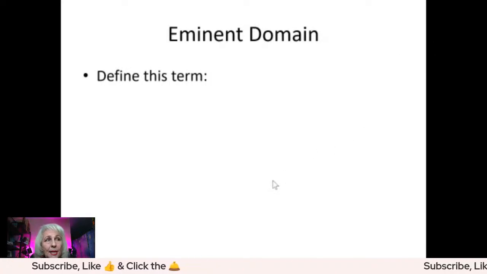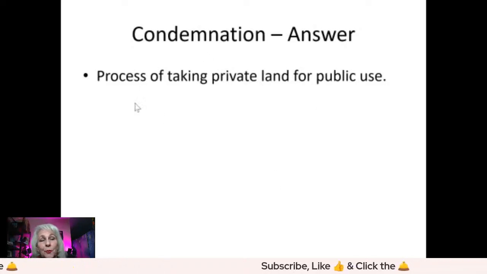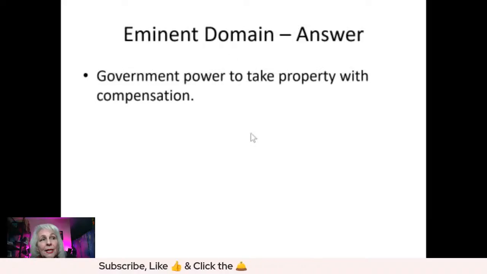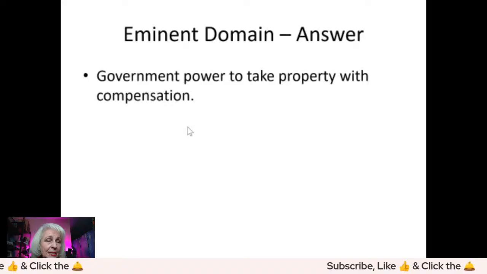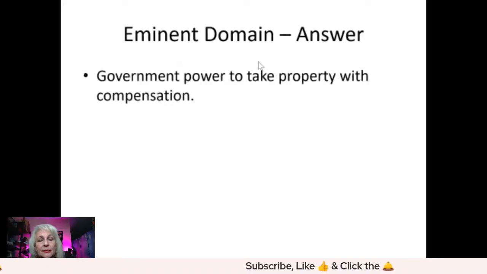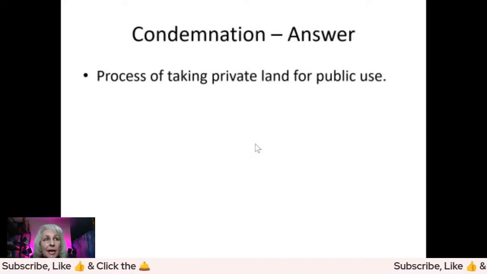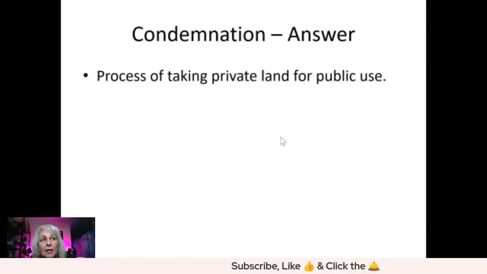Eminent domain. So the condemnation is the process of taking private property. Eminent domain is the government power to take property with compensation. So first, it's eminent domain. The government has the power to take property with compensation. And if the owners don't agree, then they do condemnation.